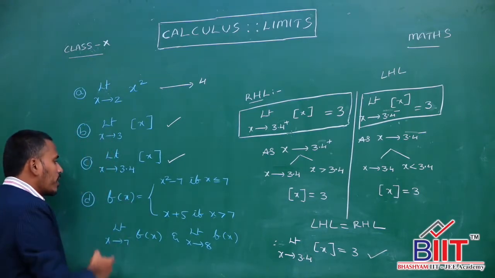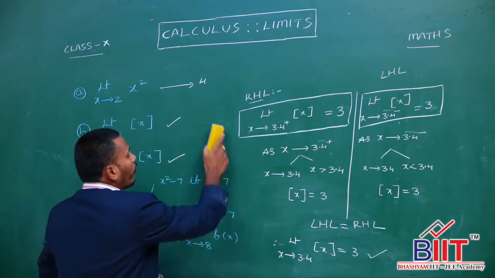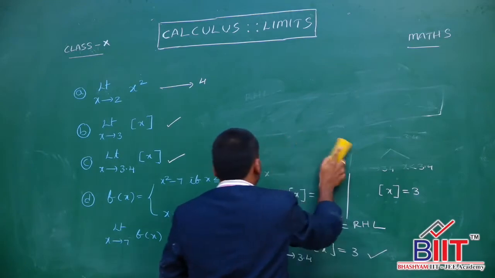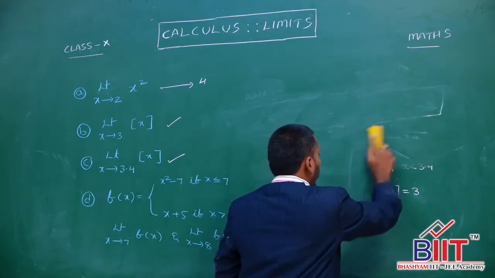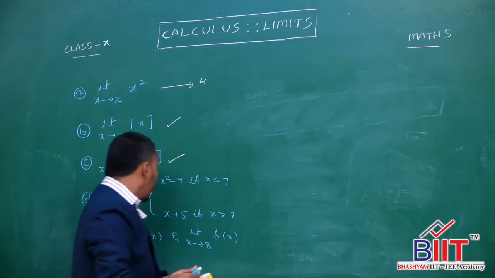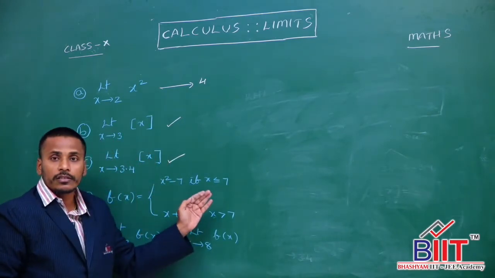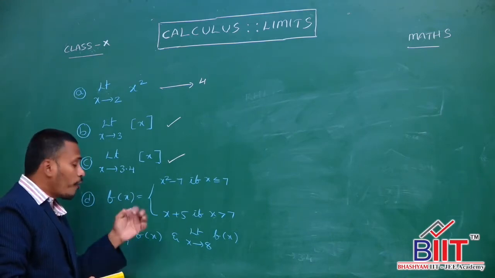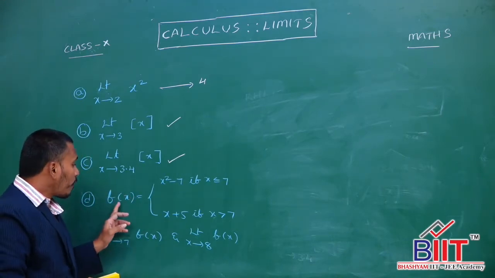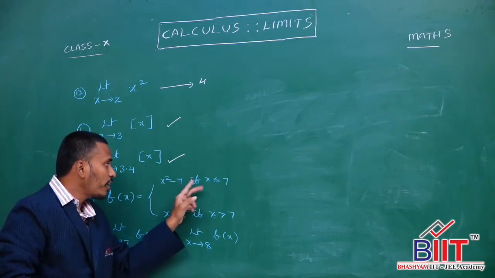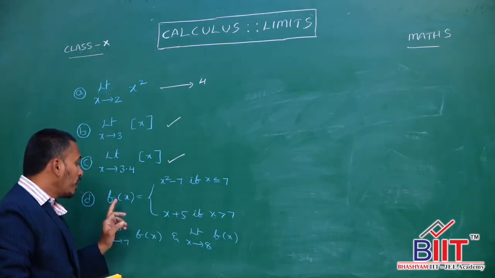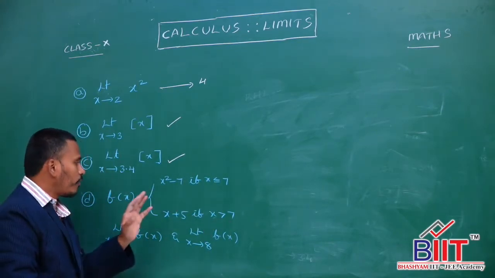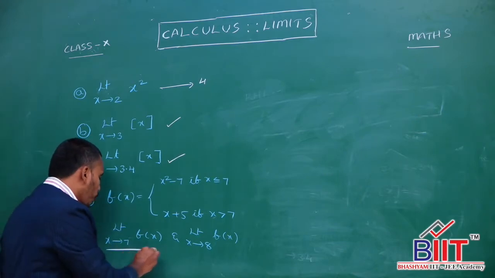And now I have one more example here. f of x is a specially defined function: f of x is x square minus 7 if x is less than or equal to 7, and f of x is x plus 5 if x is greater than 7. Okay, this is the definition of the function, and now our intention is to find the limit of the function as x tends to 7 as well as x tends to 8.